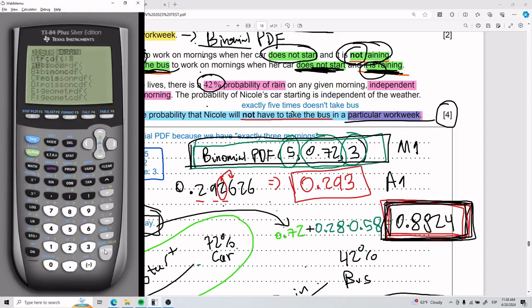So you can go to the PDF once again, 5 trials, because we're talking about a whole work week, right? Our probability of not taking the bus is 0.8824, and our x value, which is the amount of times we want this to happen. So we want Nicole to not take the bus 5 times. Our x value is 5. Yes, trials is 5, x value is 5. 5-day work week, Nicole doesn't take the bus 5 times. Exactly 5 times. Boom, it's the same number. So now maybe you also learned a little bit what your calculator does behind the scenes. This is, to my liking, the most intuitive way to approach this problem.